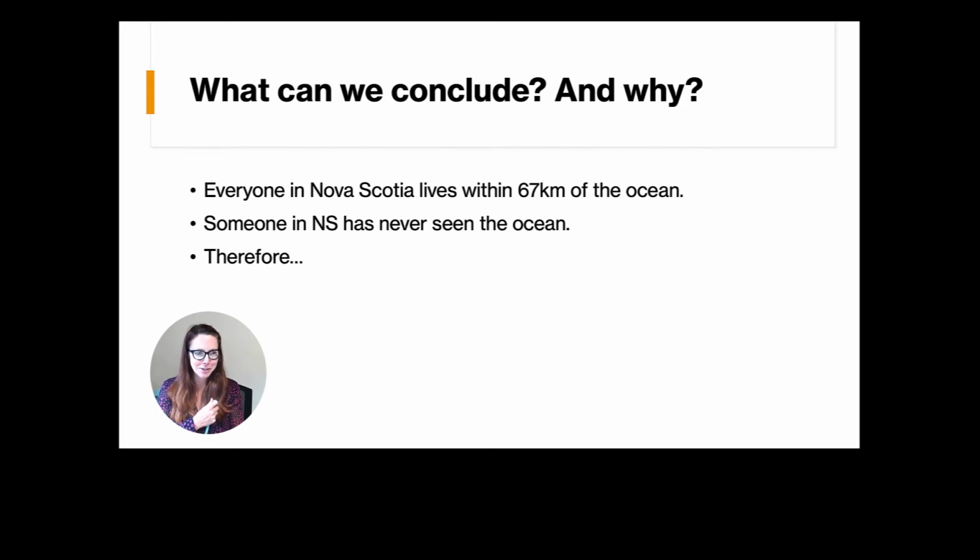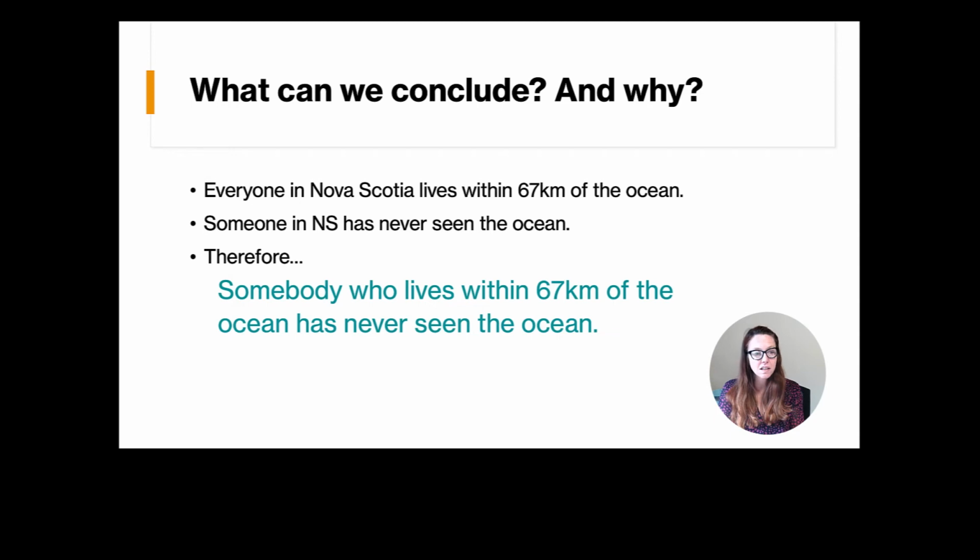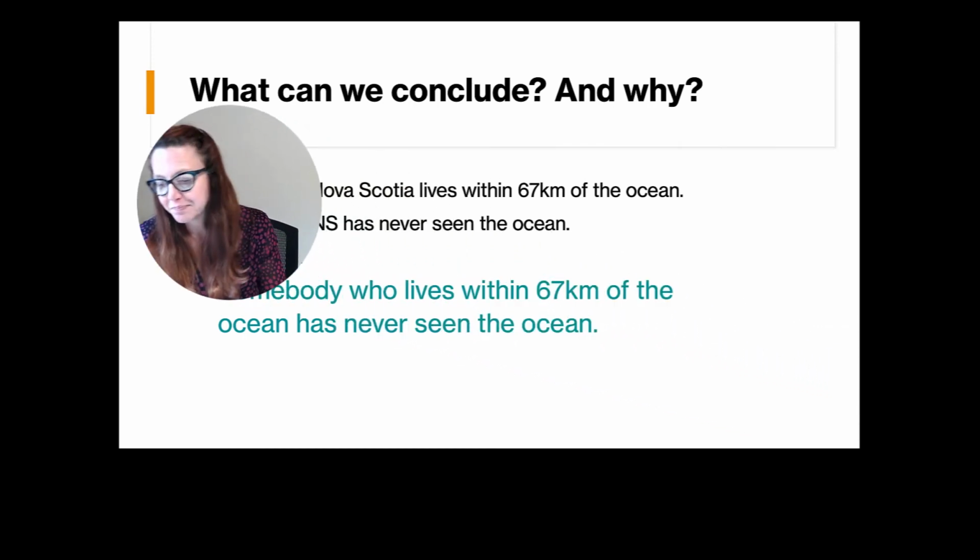If not, as a person who loves to sail and loves the ocean, what conclusion can we draw and why? Someone in Nova Scotia lives within 67 kilometers of the ocean and has never seen the ocean. What is the rule that I'm applying here? Universal Modus Tollens, because essentially that first one says everyone in Nova Scotia lives within 67 kilometers of the ocean. Someone, now that's saying finding an instance where somebody has never seen the ocean, and so this is combining facts.